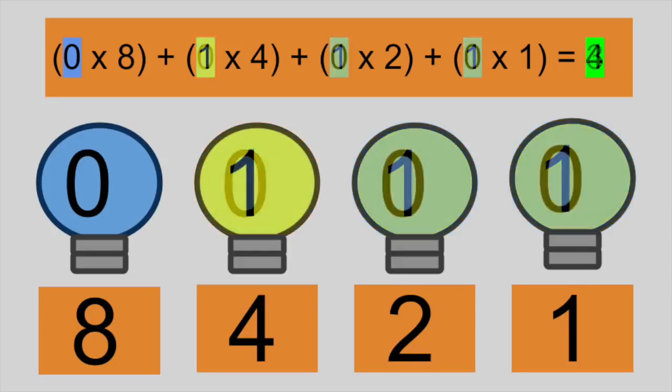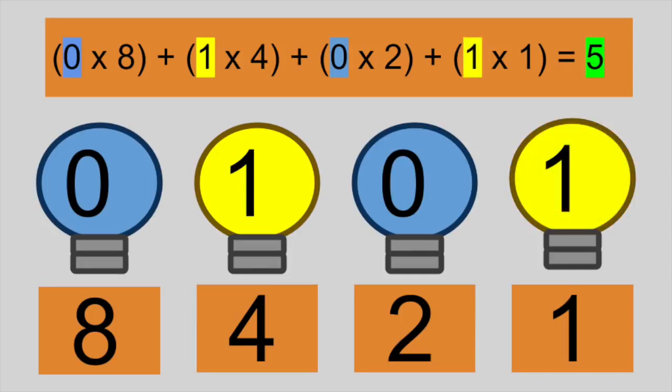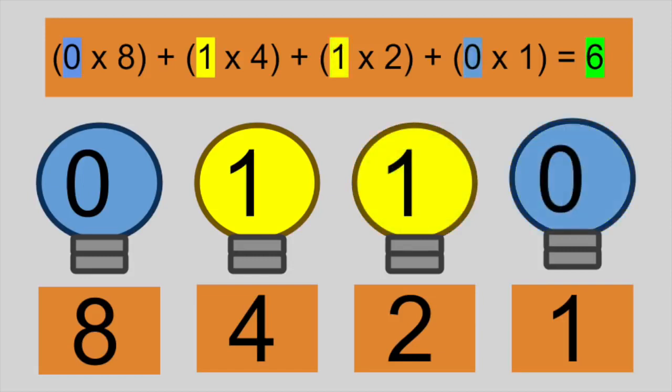To represent the value 4, we turn on the third bulb only. What we have now is 1 times 4 plus 0 times 2 plus 0 times 1, so just 4. To represent the value 5, we add 1 times 4 plus 0 times 2 plus 1 times 1, so it's 4 plus 1. To represent 6, we add 1 times 4 plus 1 times 2 plus 0 times 1. So we have 4 plus 2.